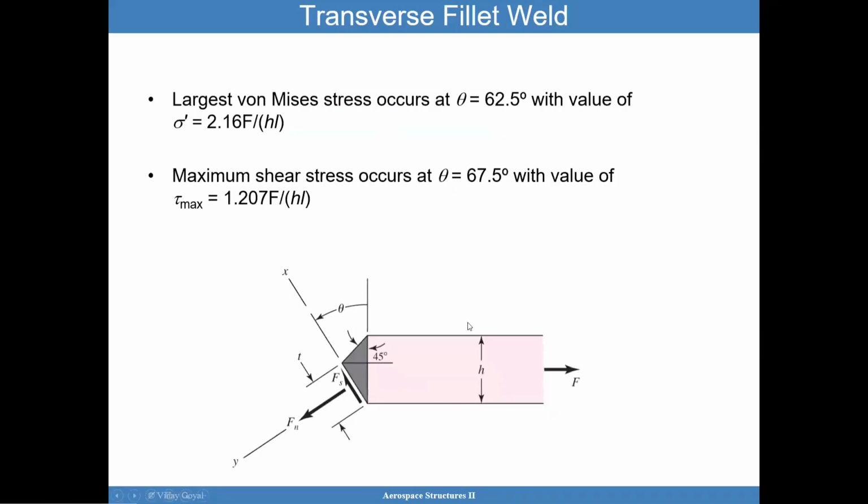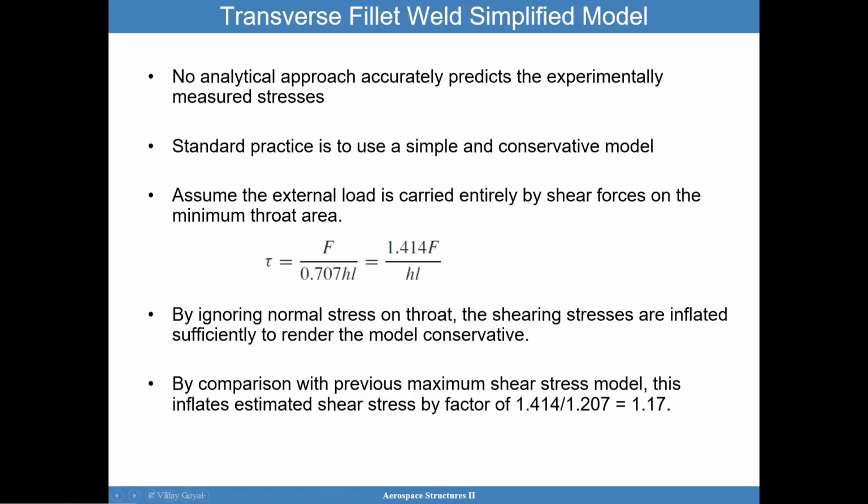Continuing here, when we do the calculation, you will find that the largest von Mises stresses occur at theta equals 62.5. And so that'll give you a value of 2.16 times F divided by HL. And the maximum shear stress will occur about 67 degrees with a value of 1.207 force divided by HL. So two important parameters. No analytical approach really exists to accurately predict the experimental measured stress.